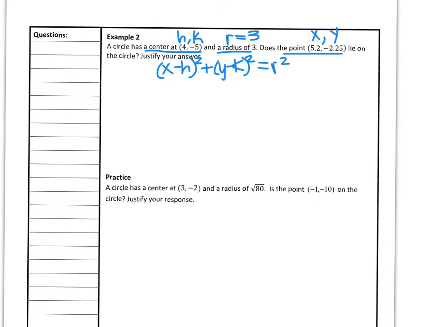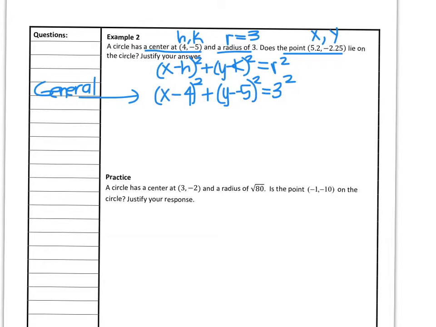So let's just make our equation using our center first and our radius, and then we'll show you how to plug in that point. So our general equation is going to be x minus our h value, which is positive 4, squared, plus y minus, and then there's a negative 5, so 2 negatives, equals our radius squared. Our radius we already know is 3, so I'm going to plug in a 3 squared. So this is the general equation with the center and radius plugged in.